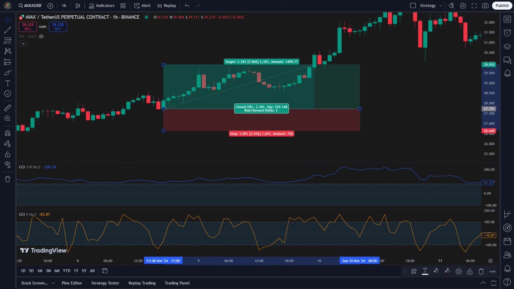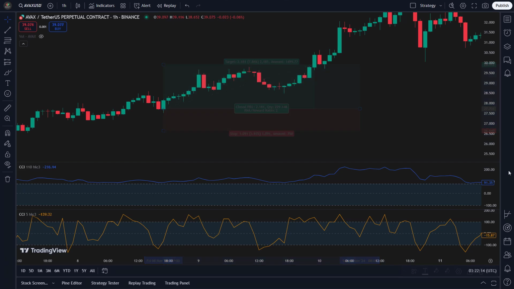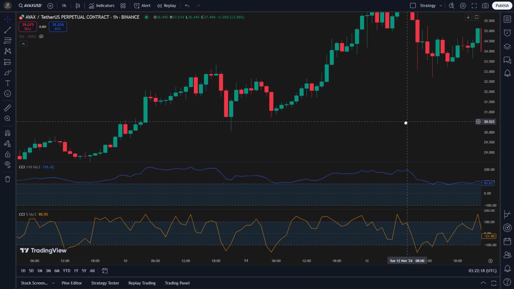For exiting the trade, we'll manage our positions and protect our profits using an ATR-based stop loss, combined with a risk-reward ratio of 2 for take profit. This approach helps us stay in the trade as long as the trend continues, while also setting a clear profit target that's double the risk we're taking. Let's look at another example to make the strategy even clearer.